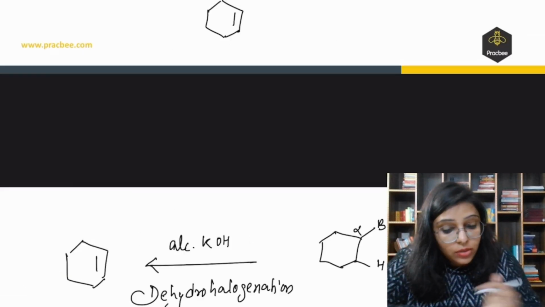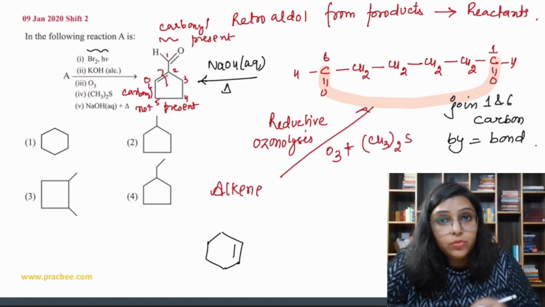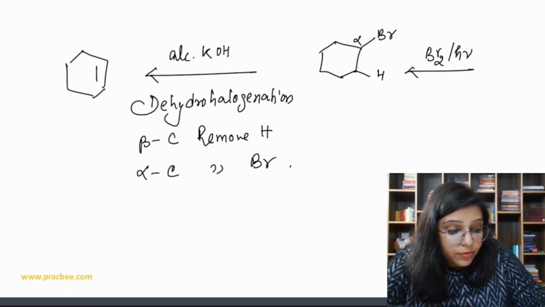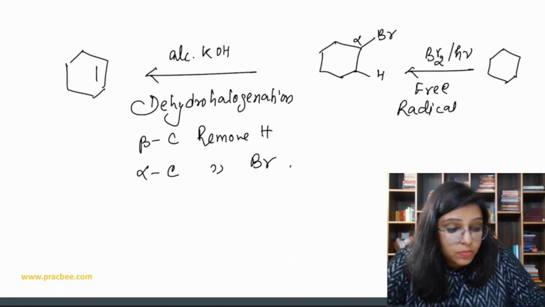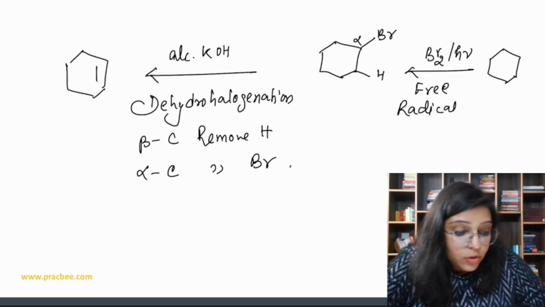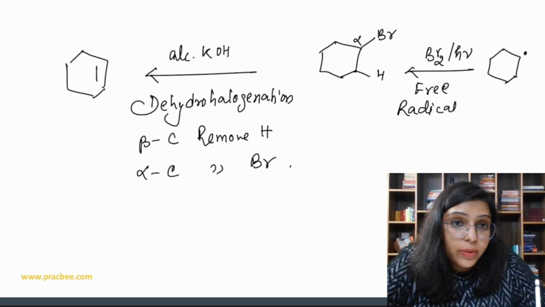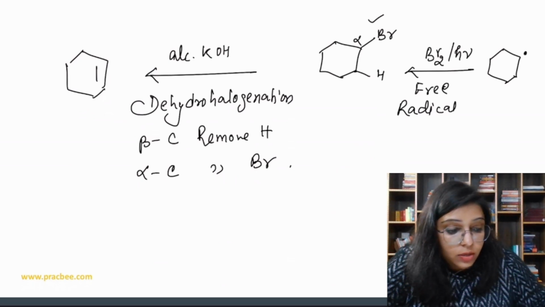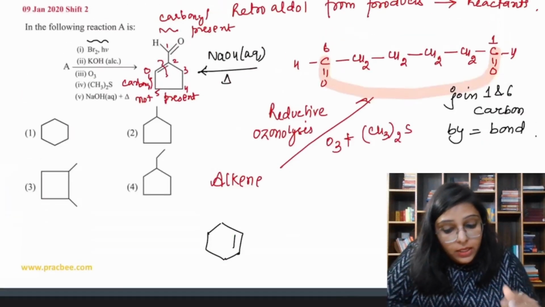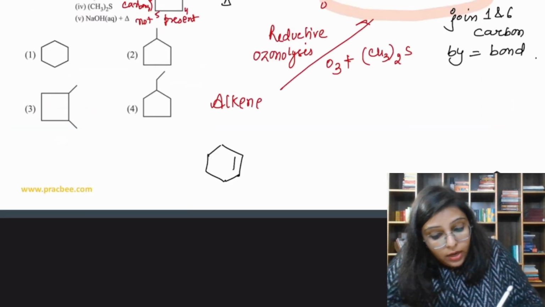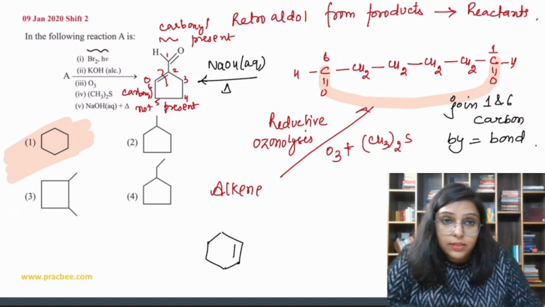Okay? Now this is formed from Br2 and heat. Br2 with heat means a free radical reaction. So this must be cyclohexene, because a free radical is formed over here, and if we do Br2 with light, we get this product. So it means A is cyclohexane, and option 1 is the correct answer.